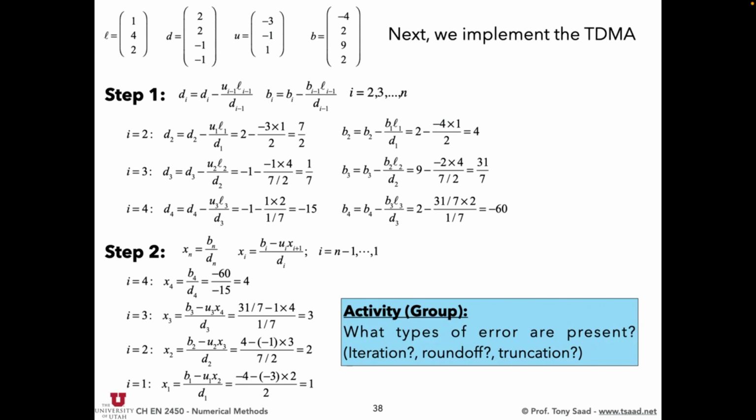Okay. So now I'll ask you, what types of errors are present in the Thomas algorithm? Remember, at one point we spoke about the three types of errors encountered in numerical methods, right? Round off errors, truncation errors, and iteration errors. So consult with your groups.